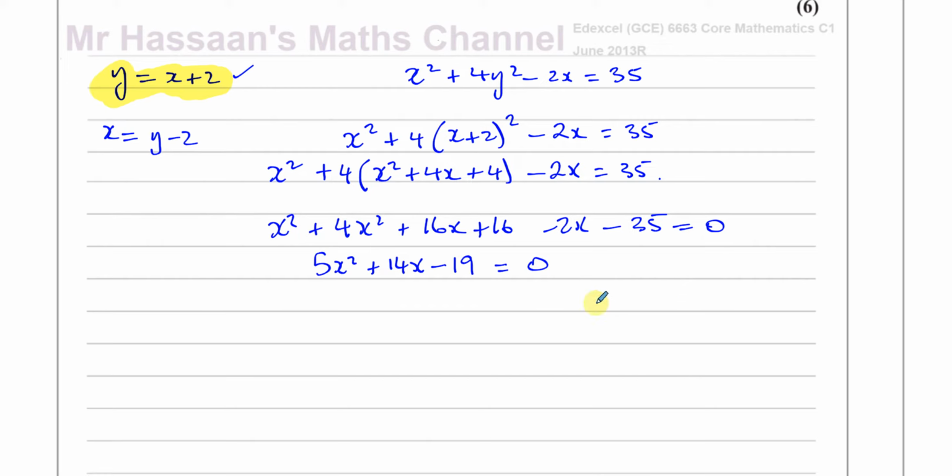Well, it's not as difficult as it seems. It looks like it's pretty difficult, but it's not. So basically, we've got to factorize this. So here, splitting the middle term would be a sensible thing to do.